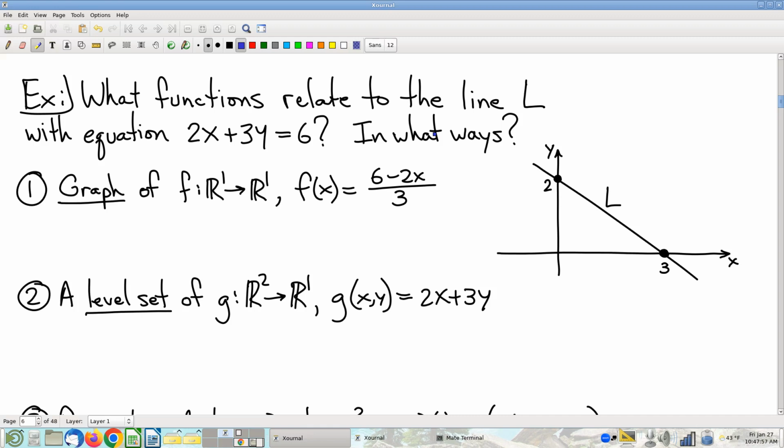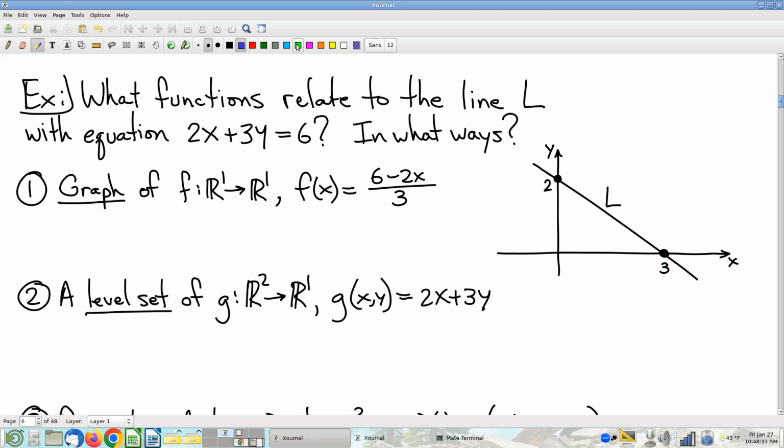Here we go. We've got the following line called L, about which I've given you some information. And I've given you the equation, right? Now I want to ask, what functions can I think of this as representing? Right now, a lot of people would say, I guess that function. And that's one of the answers, but there are several different functions that I can use to represent this line.